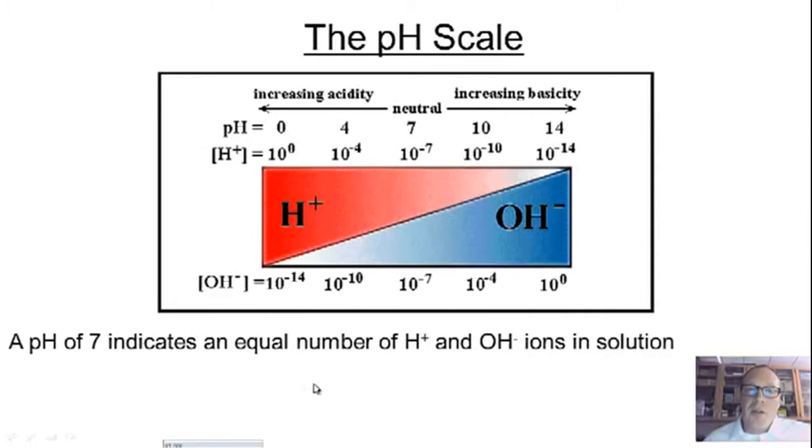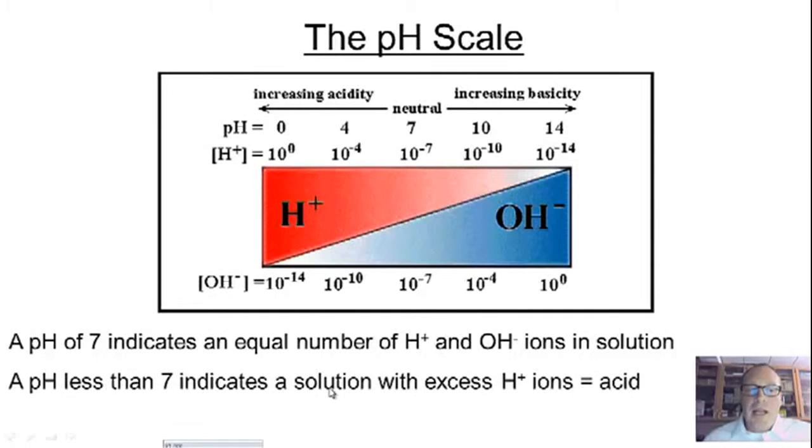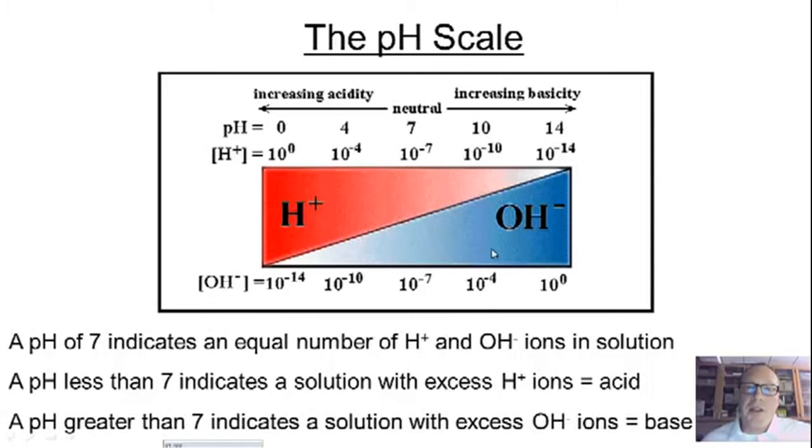It's important that you know that pH of 7, which is a neutral solution, what that really means is you have an equal number of hydrogen and hydroxide ions. And if you have an acid, what that means is you have more hydrogen ions than you do hydroxide. And if you have a base, it means that you have more hydroxide than you do hydrogens.